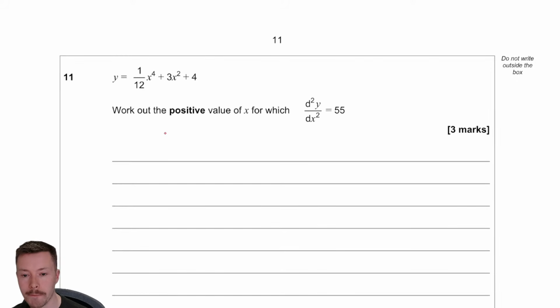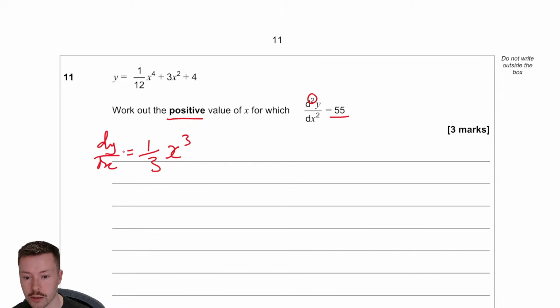Okay. Right, this one: differentiate, find the positive value. We differentiate twice because it's d squared y, put it equal to 55, find the x values, take the positive one. Here, the power comes down the front and then you take 1 away from your power. So 4 times the 12th is 1 over 3 x cubed. This is dy over dx. And then we have 3 times 2, which is 6. Take 1 away is 1. And then the plus 4 disappears.